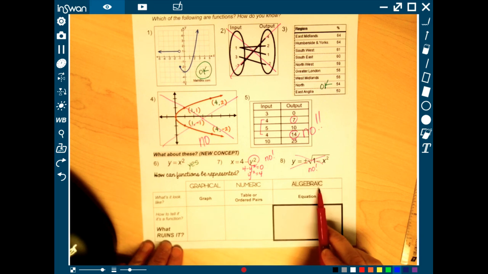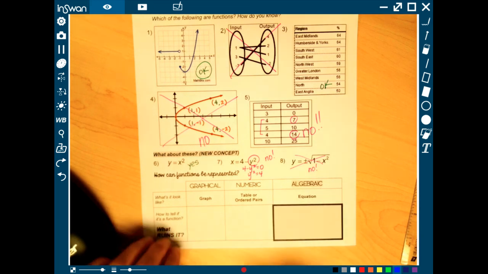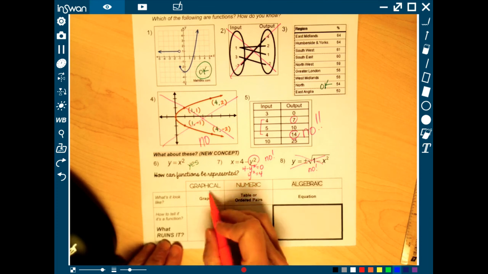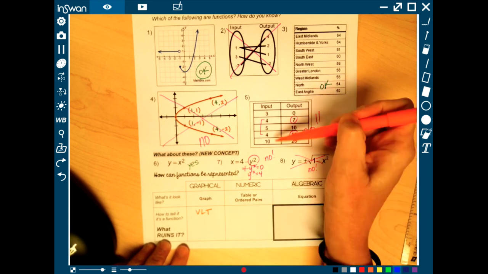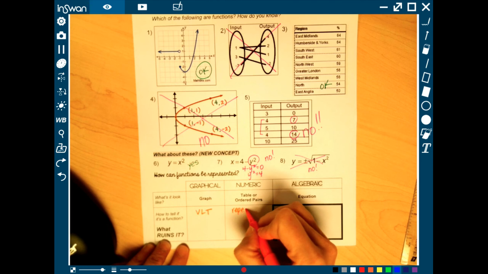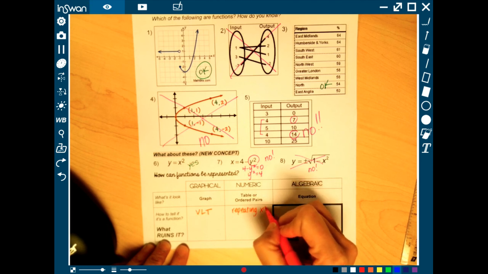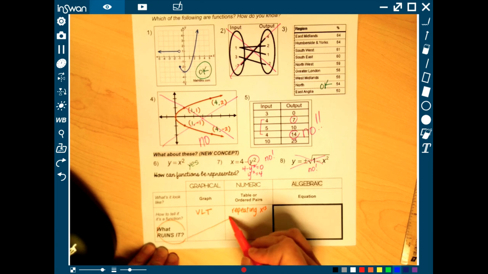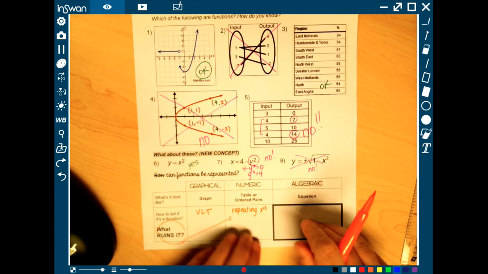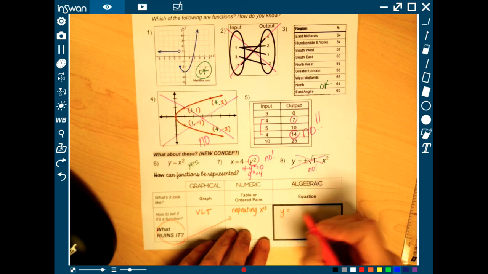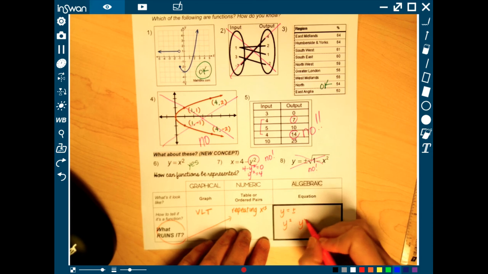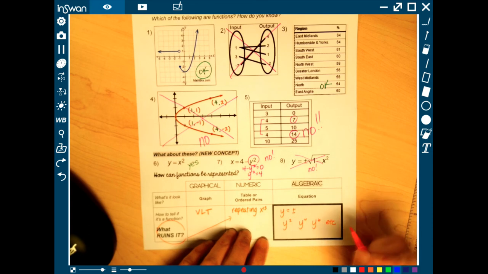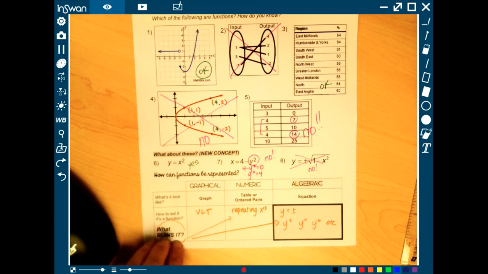As you look at the different representations of functions and how to tell if it's a function, let's review these real quick. For a graph, you use the vertical line test. You can write it out, but I'm just going to abbreviate. If you're dealing with a table or a set of ordered pairs, you're looking for repeating x's. That's what ruins it. Okay? So what ruins the function is repeating x's. What ruins it in an equation is y equals plus or minus. That's a no-no. Or if you have y squared, y to the fourth, y to the sixth, etc. And again, that's what ruins a function.